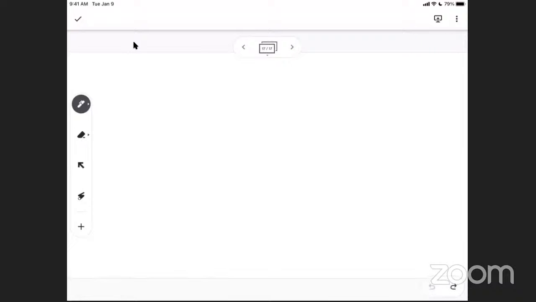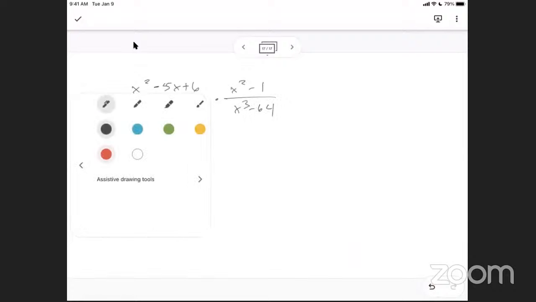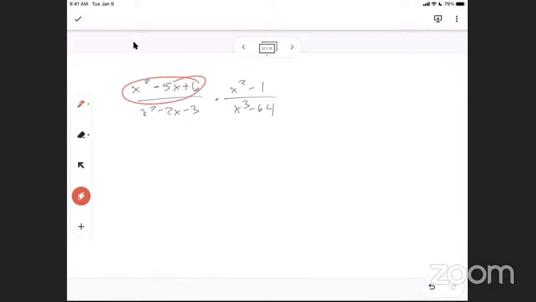So I'll do the whole problem. It's x squared minus 5x plus 6 all over x squared minus 2x minus 3, times x squared minus 1 all over x cubed minus 64. So how does this one factor? This first one up here? What does that factor into? What's that top one factor into?